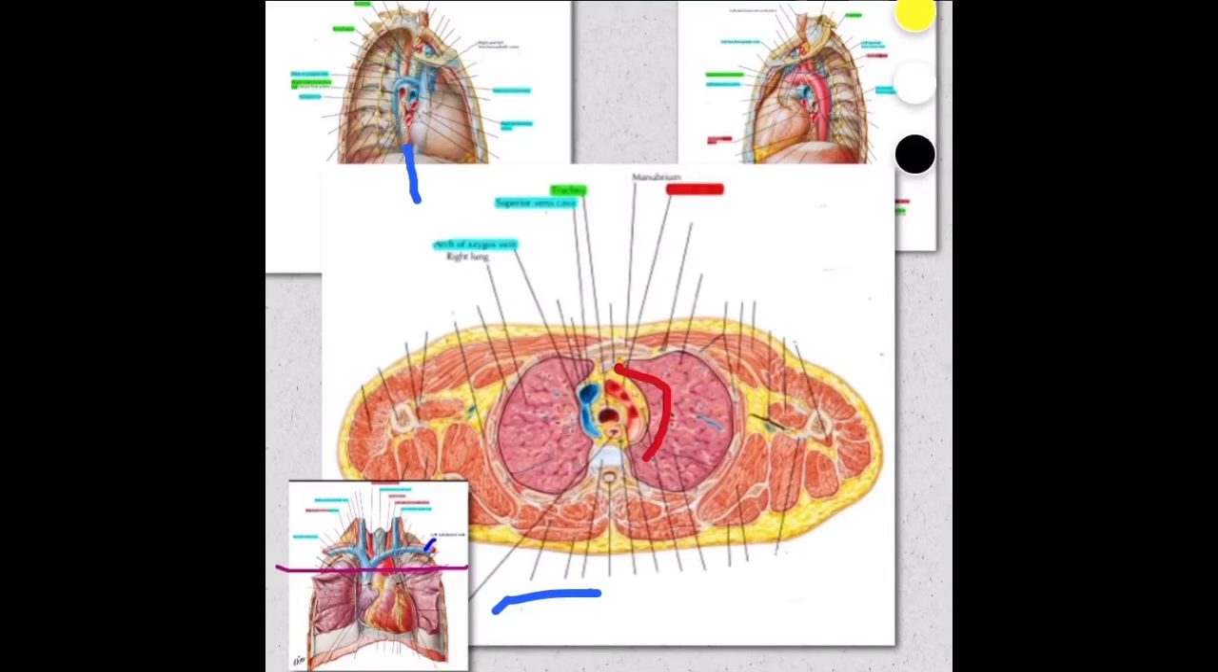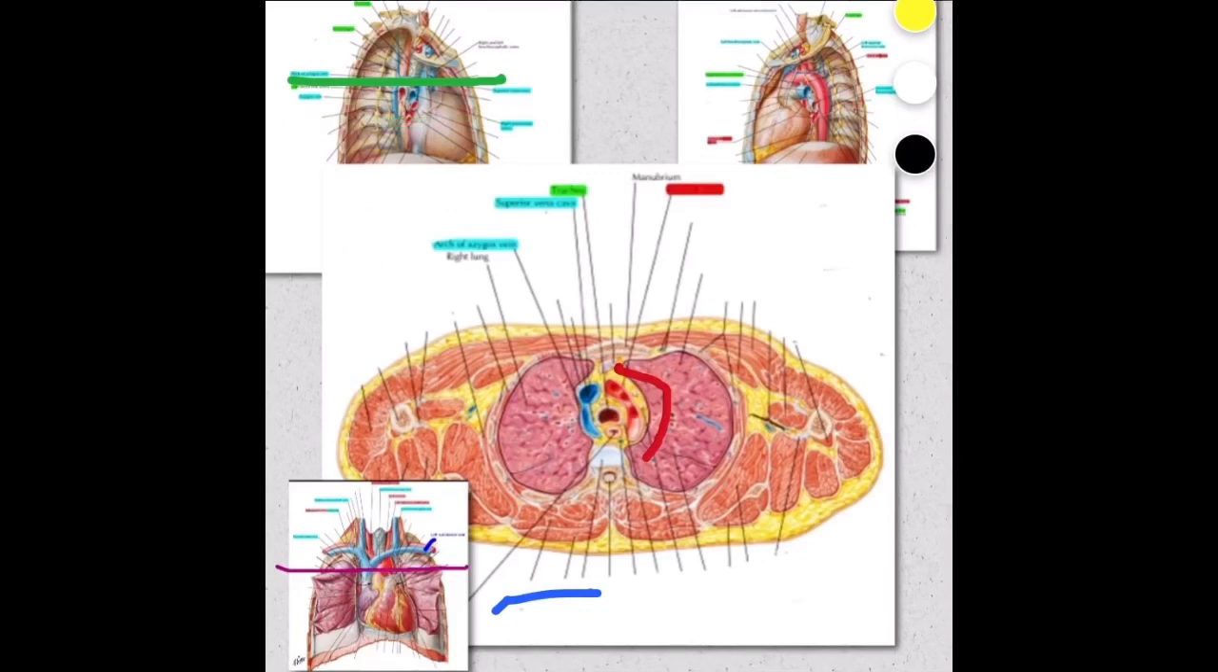Also, when we move to the lower sections, if we are here right now and I move to a lower section, I'll see the azygous vein as a round cross section, and not as this elongated draining one, because this is at this level only.